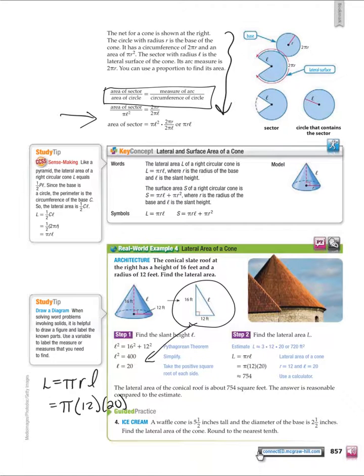Now when I plug in and solve using my calculator, I'll round off at the end. I'm going to let the calculator carry that entire length of pi. And then I'm going to round off, and I'm going to have that my lateral area is 754 square feet. If I want to put the base back on, then I would take that 754 and add to it pi r squared to get the base back in. But that's not what they asked us to do here. Let's look at another example on the next page.